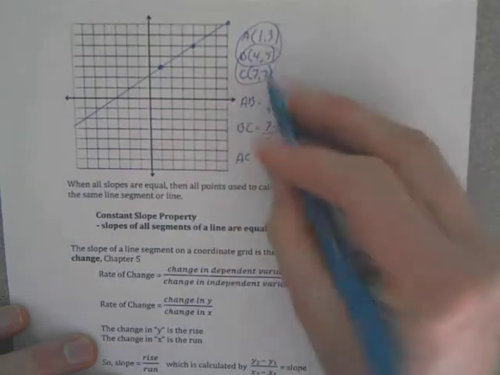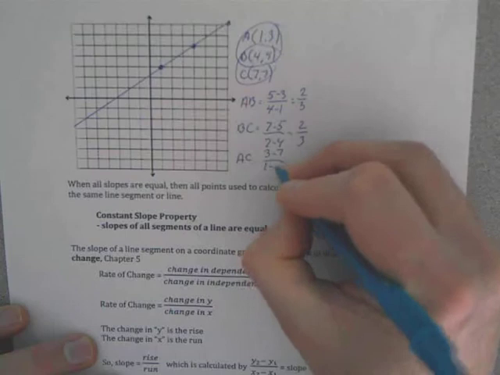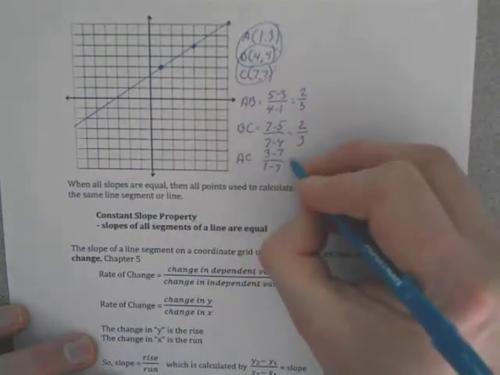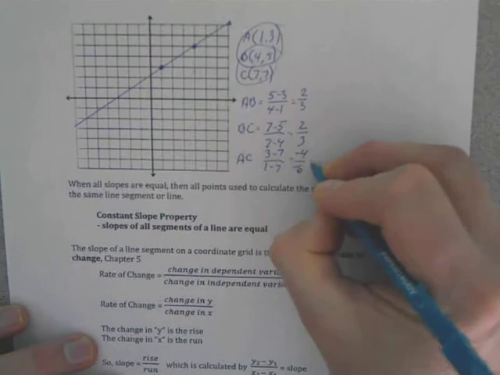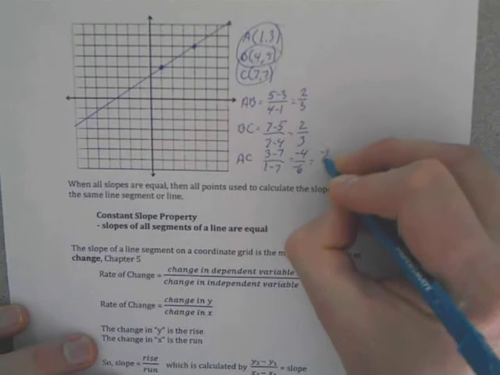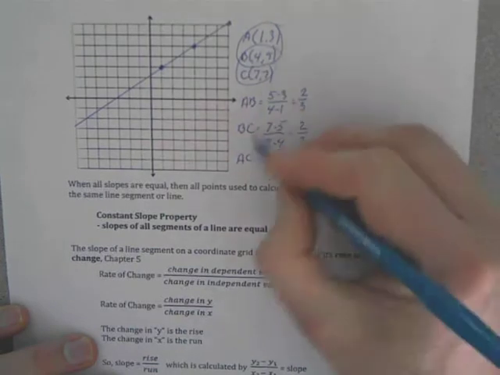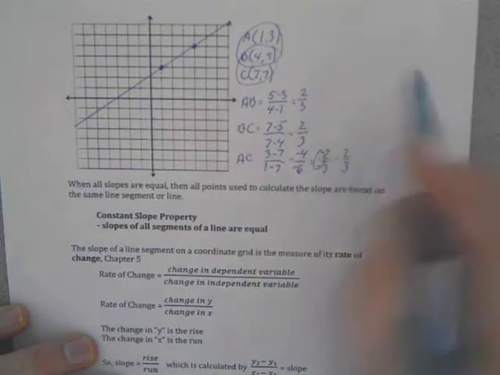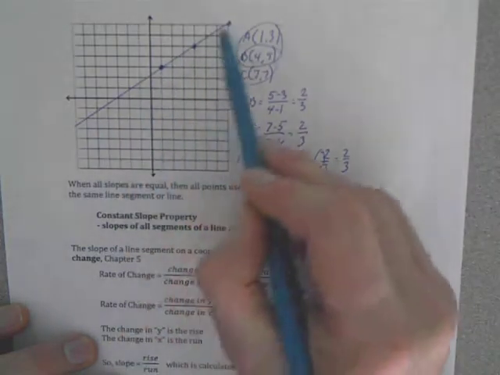If I do AC, then I'm going to do 3 minus 7 over top of 1 minus 7. 3 minus 7 is negative 4. 1 minus 7 is negative 6, which gives negative 4 over negative 6, or negative 2 over negative 3. These cancel out, and I get 2 over 3. So no matter what point you take, the slope will always be the same as long as they fall on this line or line segment.